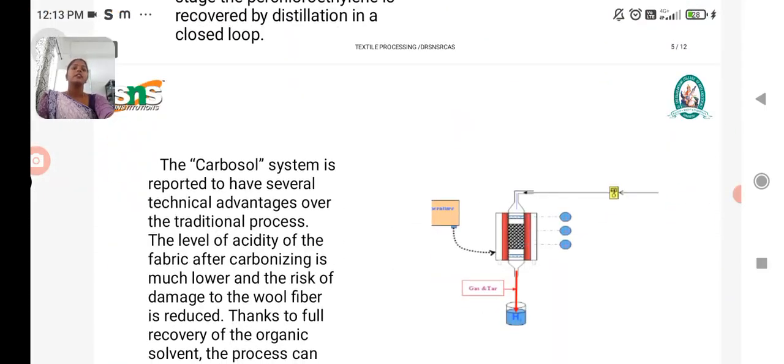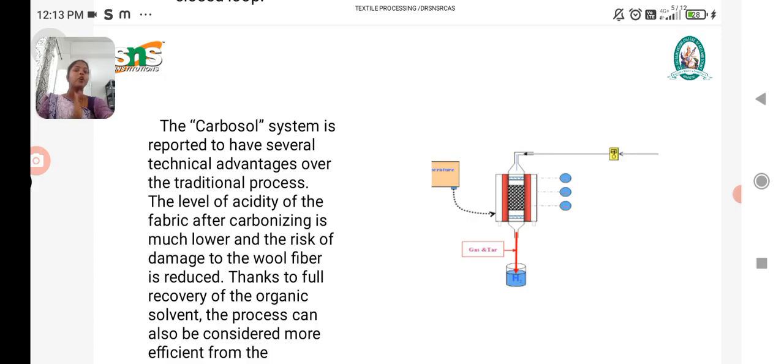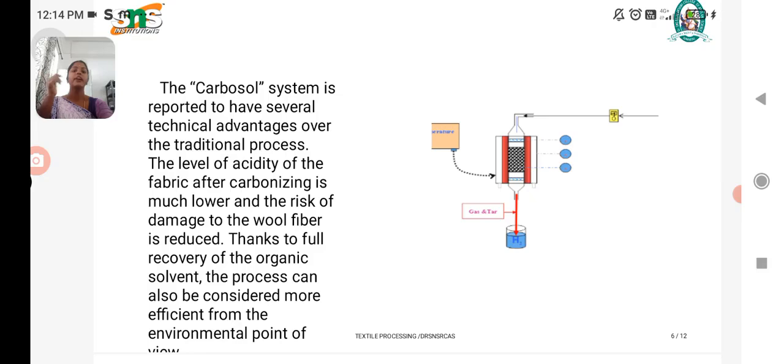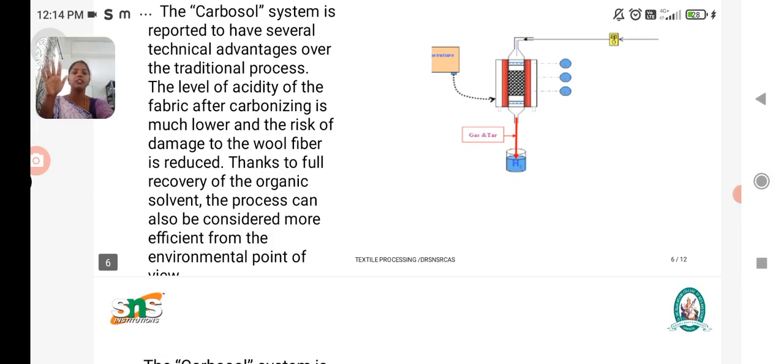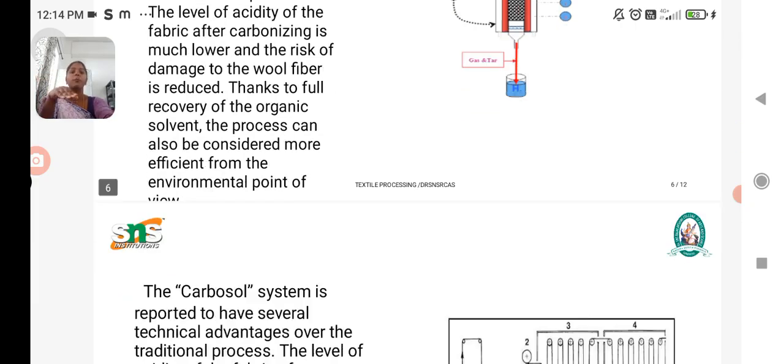Then the carbosol system is reported to have several technical advantages over the traditional process. The level of acidity of the fabric after carbonizing is much lower, and the risk of damage to the wool fiber is reduced thanks to full recovery of the organic solvent. The process can also be considered more efficient from the environmental point of view.